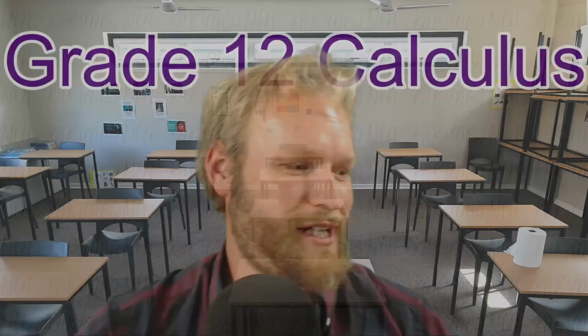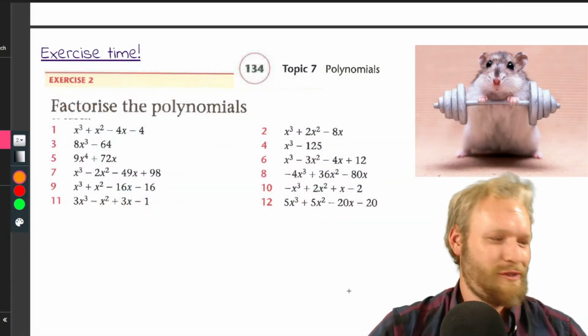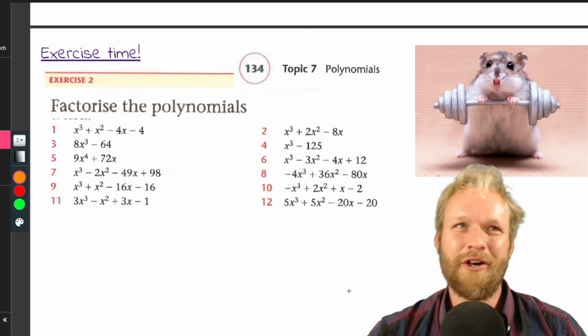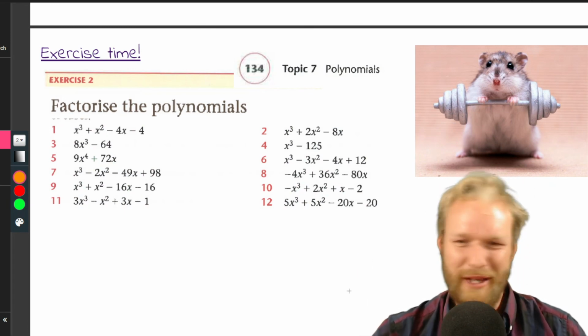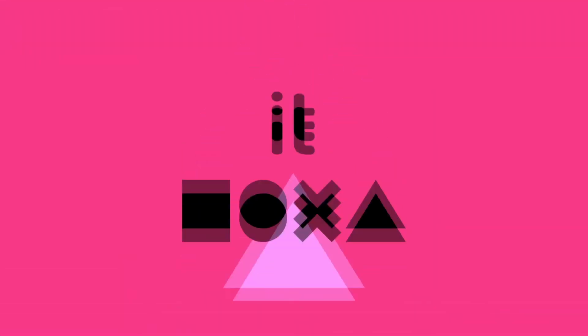There's actually time, I think, to do a few questions. Goodbye calculator, because it's exercise time. So there are some for you to try, give them a go. We need to get back into that, right? Okay, cool. So that's it. Enjoy.